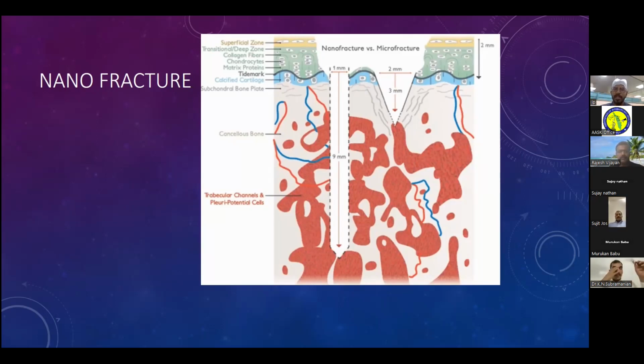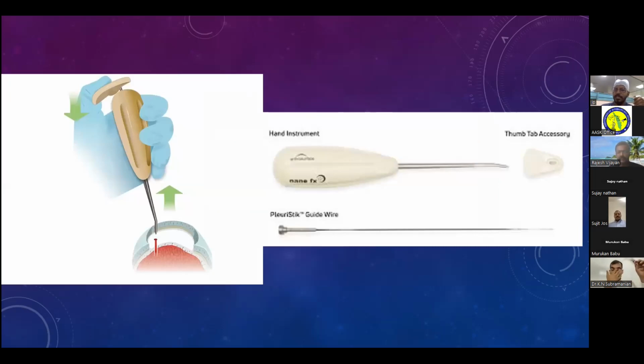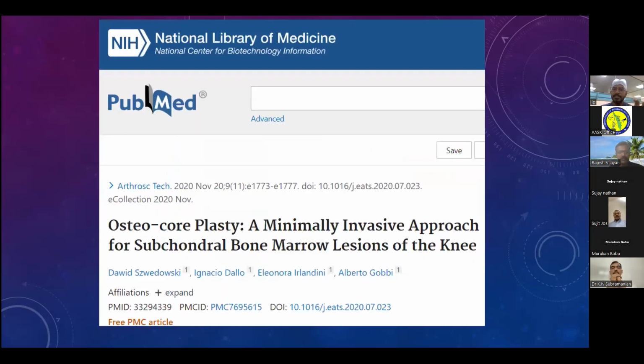So this is called nanofracture, and this is an instrument used for that. A step more than microfracture, you can say nanofracture. This will harvest more pluripotent stem cells from the subchondral bone. And some other things which address subchondral bone is osteochondroplasty.